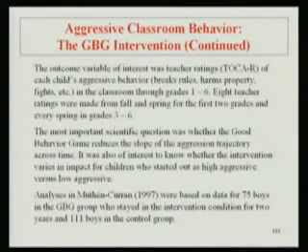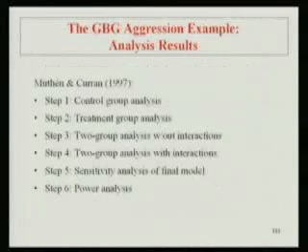And the most important scientific question was whether the good behavior game reduces the slope of this aggression trajectory across time. So that's what we were looking at on the right here. And also whether the intervention varies in impact for children who started out as high aggressive versus low aggressive. So a treatment baseline interaction question. And that's what this Muthén-Curran paper is all about, treatment baseline interaction questions. Now, we won't go into that example except to say that if you have these sort of data, you may want to look at this article and look at the steps in the multiple group analysis.